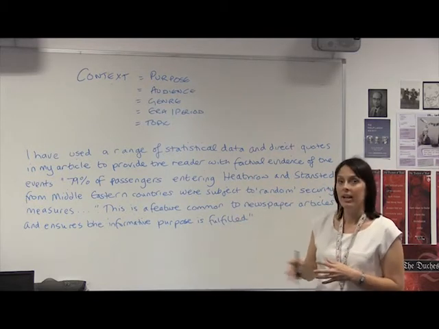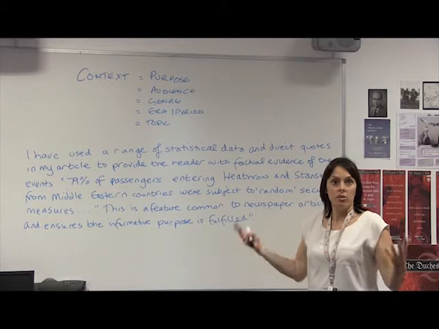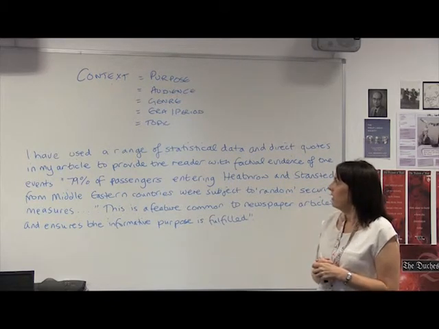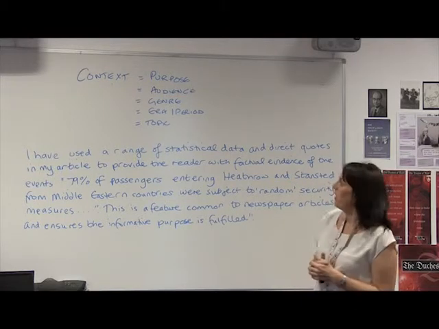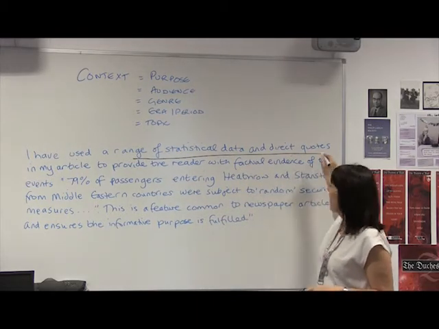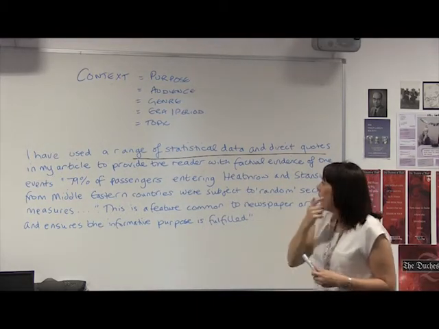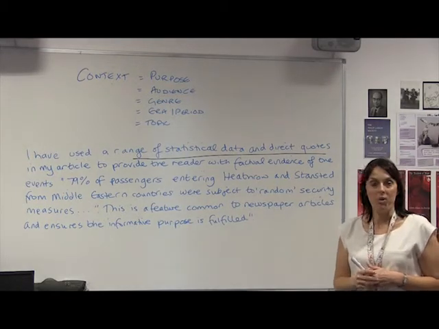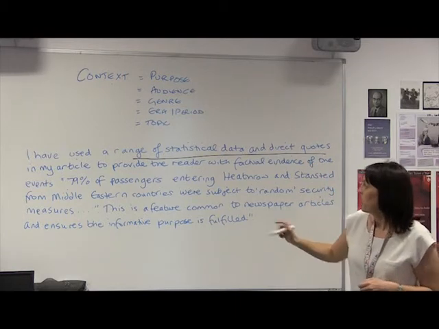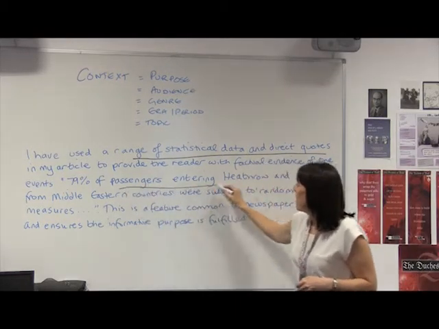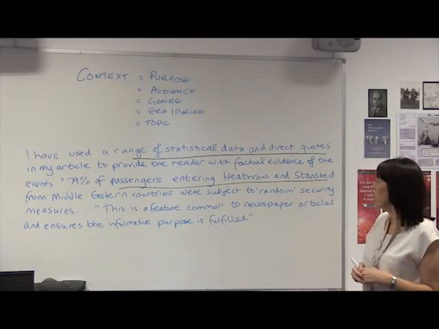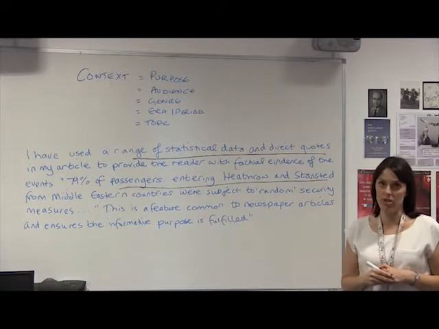This student here has written a commentary, so trying to explain the language features that they've used in a piece of their own writing. And they've made a really good point. I have used a range of statistical data and direct quotes. Wonderful. What they've then done is back that up with an example. So their example here of statistical data and quotes: 79% of passengers entering Heathrow and Stansted from Middle Eastern countries were subject to random security measures.